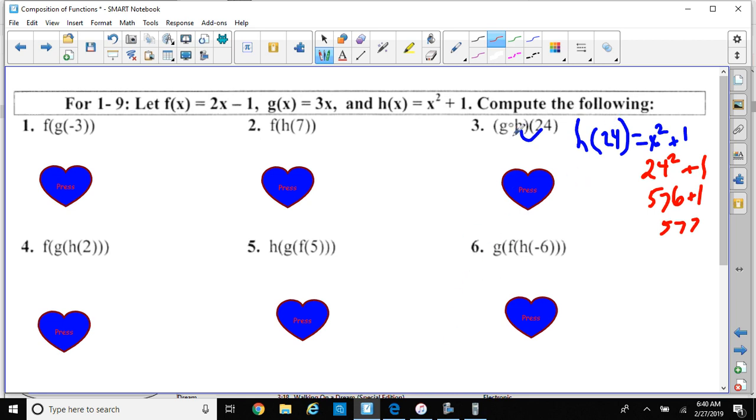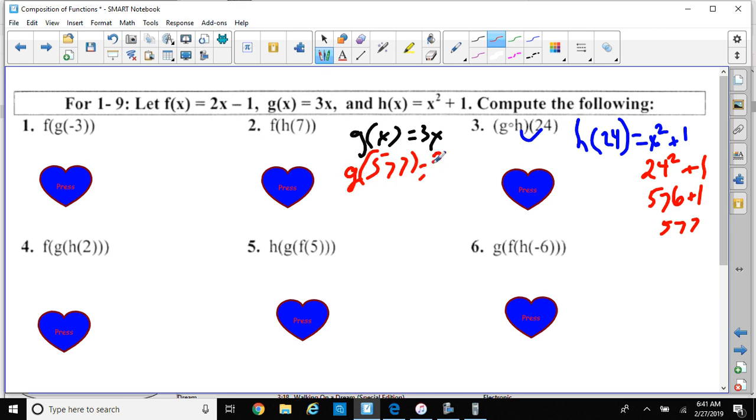We got to do the g of 577. So now we got to go to a new function, the g of x. So the g of x is 3x. So let's do that one now. So let me get my pen again. G of x equals 3x. So I'm going to replace the x with, guess what? 577. Man, it's a big number. And that'll be g of 577.